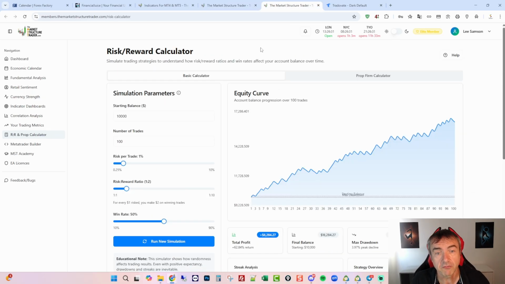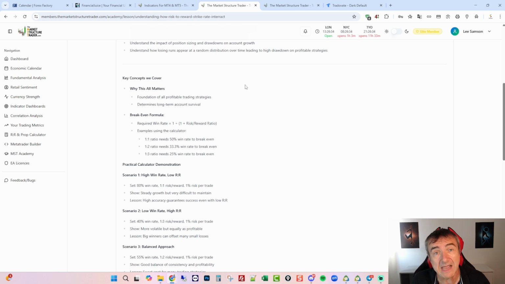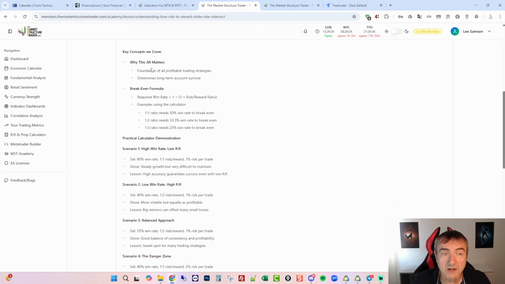We're going to be doing lots of practical examples within the risk reward calculator here so you can visually see how it all works. So why does this all matter? Basically, the foundation of trading is on mathematics and statistics. So if you have 100 trades and you win 50 of them, but you win more money on the 50 that you win than on the 50 that you lose, you have an edge.